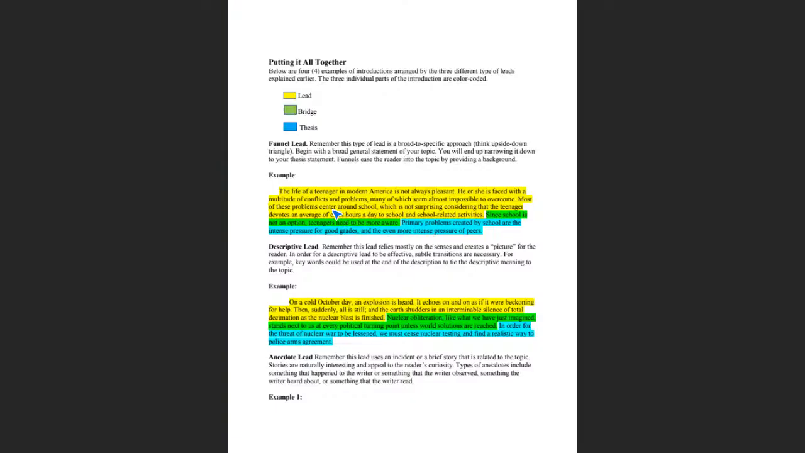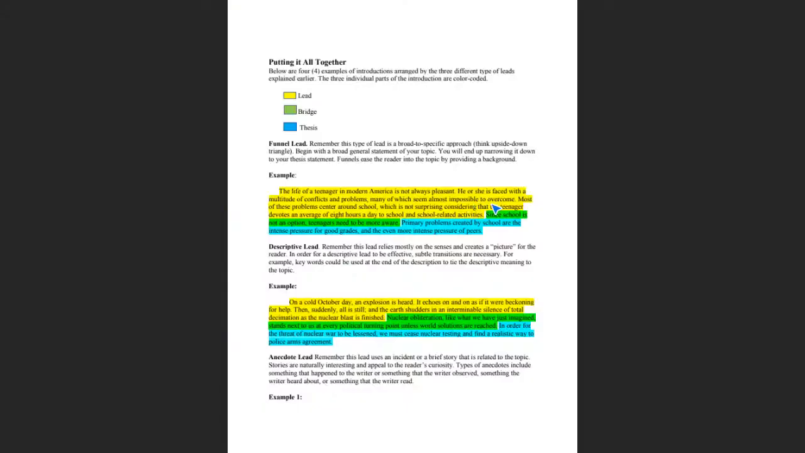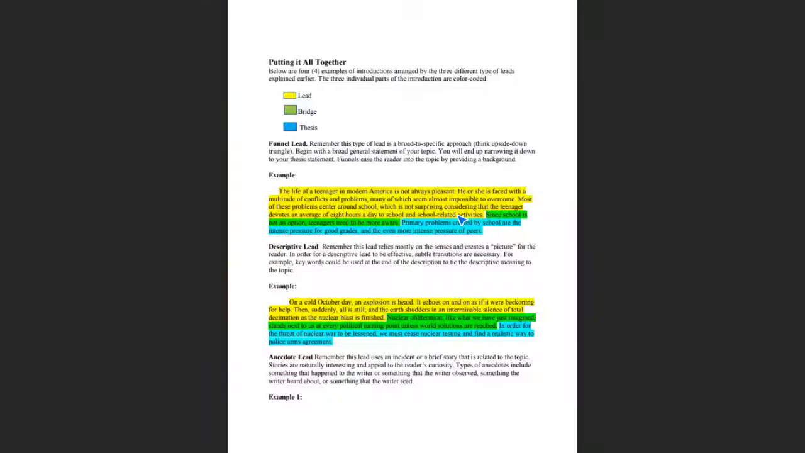The life of a teenager in modern America is not always pleasant. He or she is faced with a multitude of conflicts and problems, many of which seem almost impossible to overcome. Most of these problems center around school, which is not surprising considering that the teenager devotes an average of 8 hours a day to school and school-related activities. So this is the lead that begins with a very broad approach and then narrows it down.